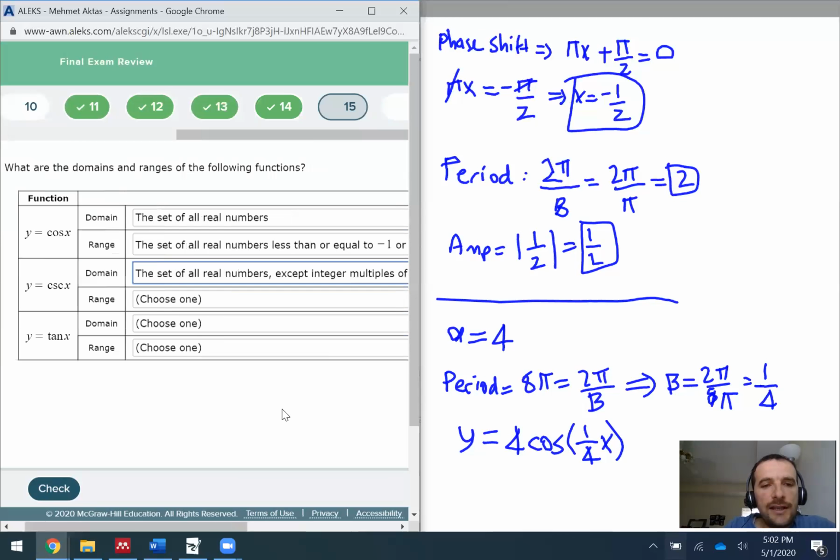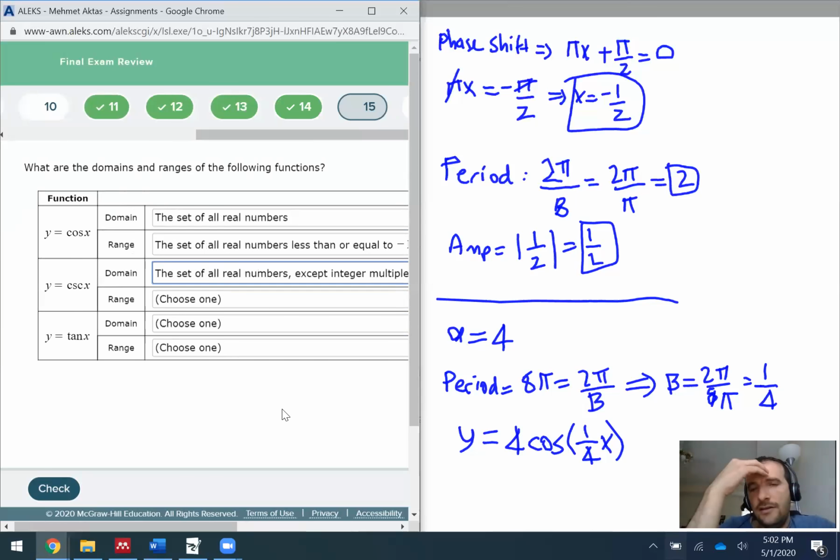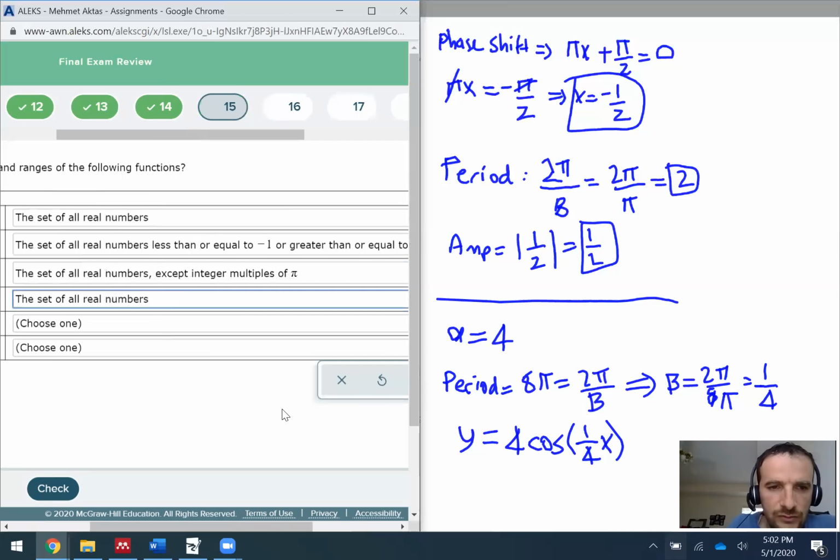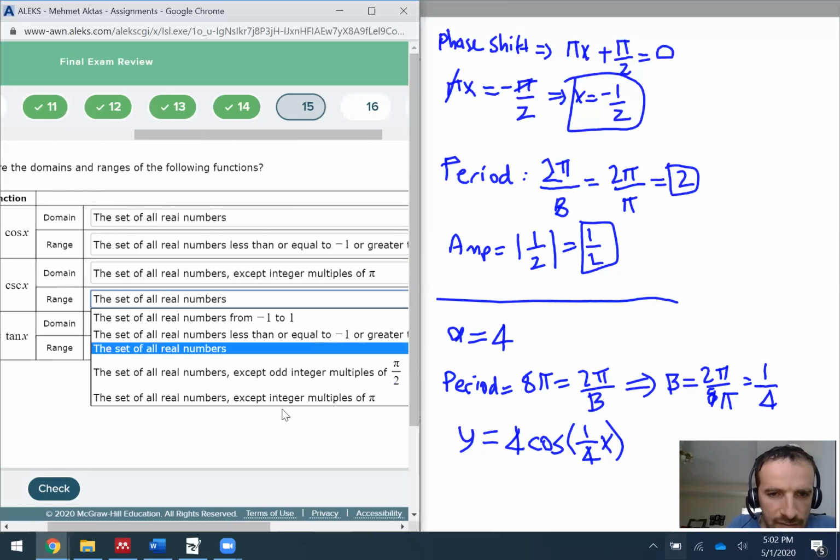And cosecant x, actually, what about the range? Range of sine is between -1 and 1, right? So if you flip that, to get cosecant x, your range will be all the real numbers except the numbers between -1 and 1. So the set of real numbers less than or equal to -1 or greater than or equal to 1. No, not this one. This one.